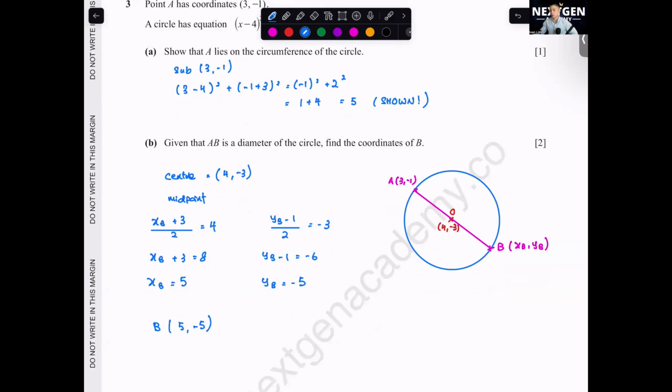Coordinates of B, you can write B is (5, -5). Normally when they want us to write coordinates or points, you just put it into point form. That means bracket x, comma, y, bracket.